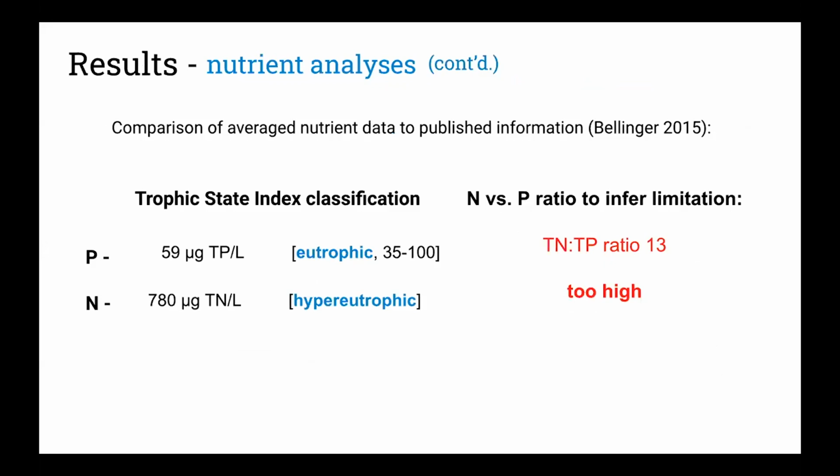Further, our nutrient analyses indicated that Lake Johnson's trophic status was somewhere between eutrophic to hypereutrophic. However, we couldn't use our total nitrogen to total phosphorus ratio to infer any sort of limitation because the supplies of both were just too high, which makes them non-limiting.